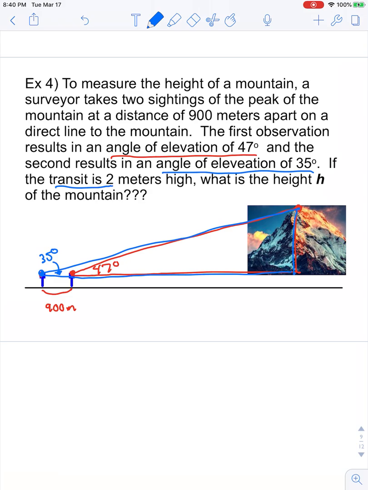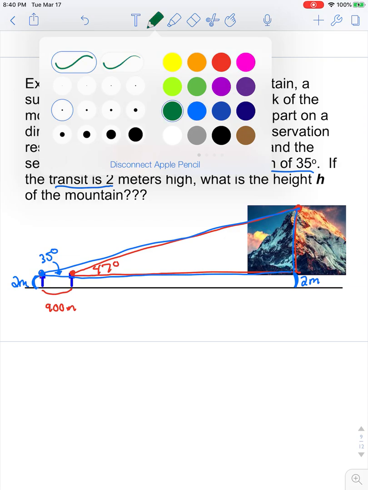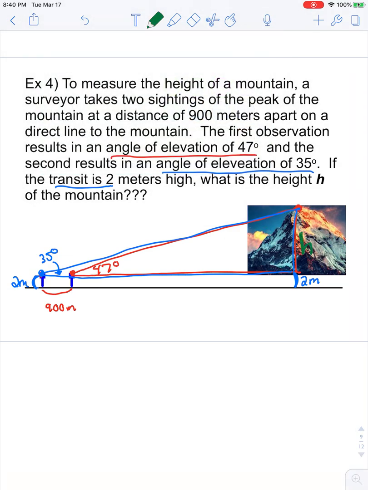Now, the other thing they tell us is that the transit, that's the piece of equipment that they're actually standing on, the transit is 2 meters high. So keep in mind that there is an extra distance of 2 meters over here, and we want to know, ultimately, what is the height of the mountain. So we need to figure out this height.